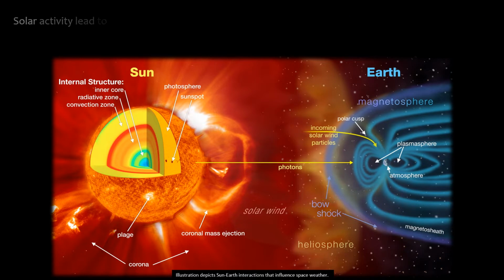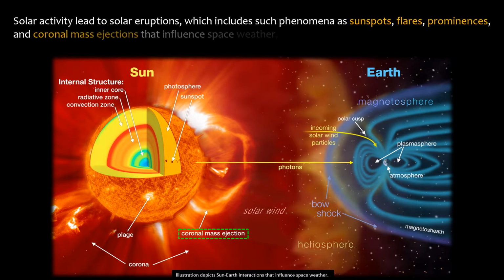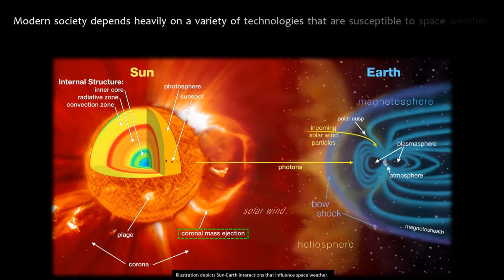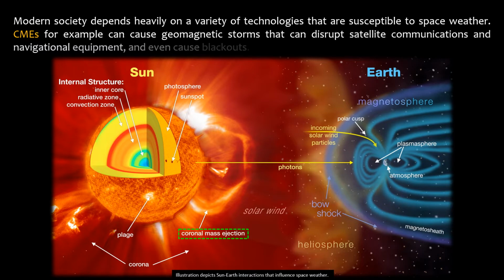Solar activity leads to solar eruptions, which include such phenomena as sunspots, flares, prominences, and coronal mass ejections that influence space weather, or near-Earth environmental conditions. Modern society depends heavily on a variety of technologies that are susceptible to space weather. CMEs, for example, can cause geomagnetic storms that can disrupt satellite communications and navigational equipment, and even cause blackouts.